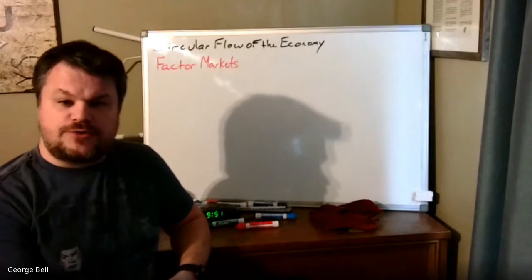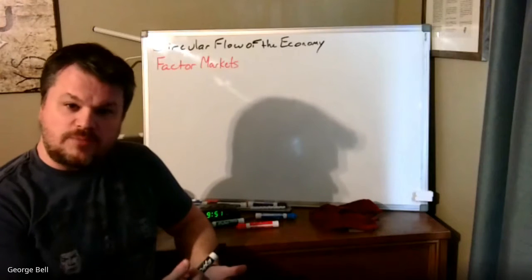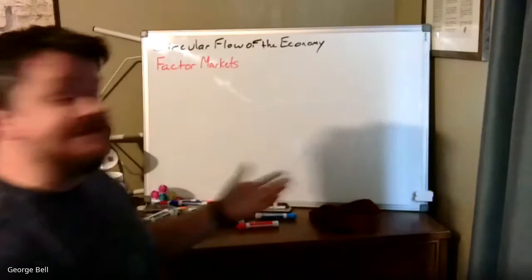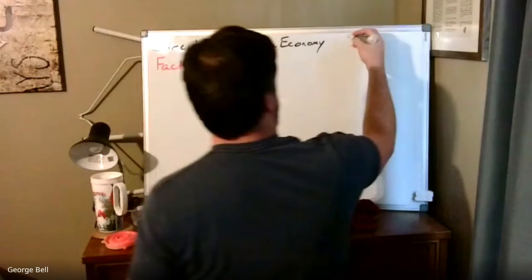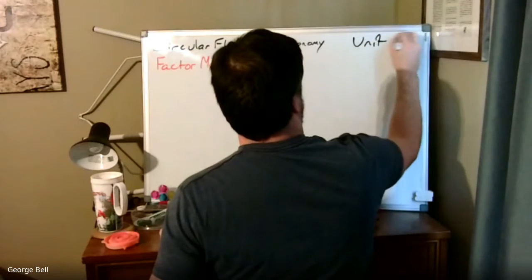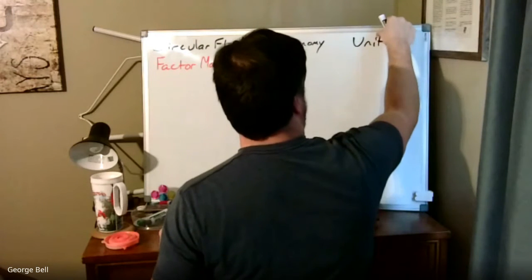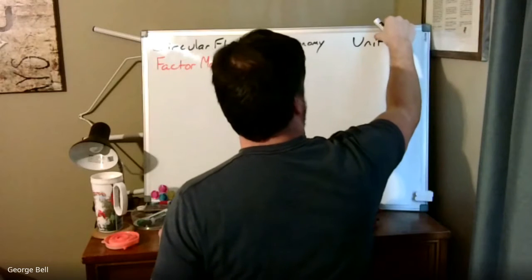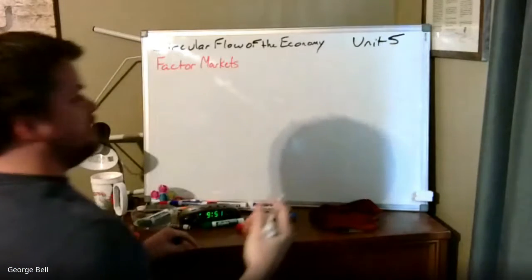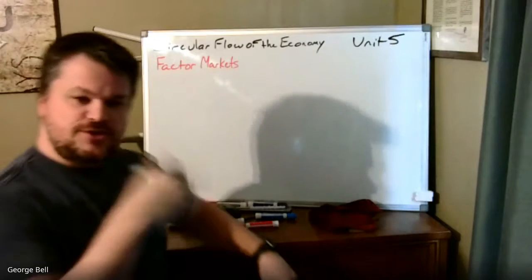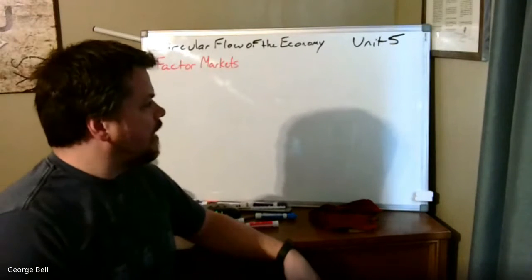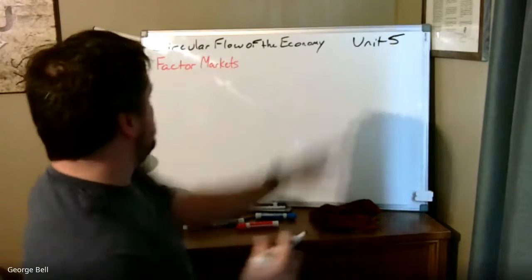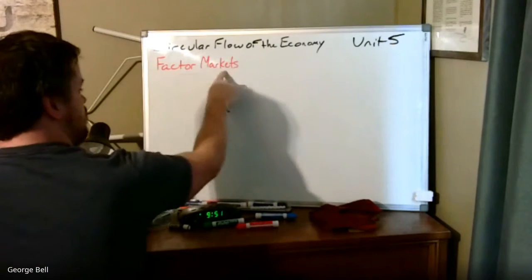Okay, so today we make our transition then from product markets into factor markets. Finally, today we start Unit 5. Everything that we have done up until right now has been product market related, which is Units 2 through 4, really. Unit 5 then finally transitions us into factor markets.